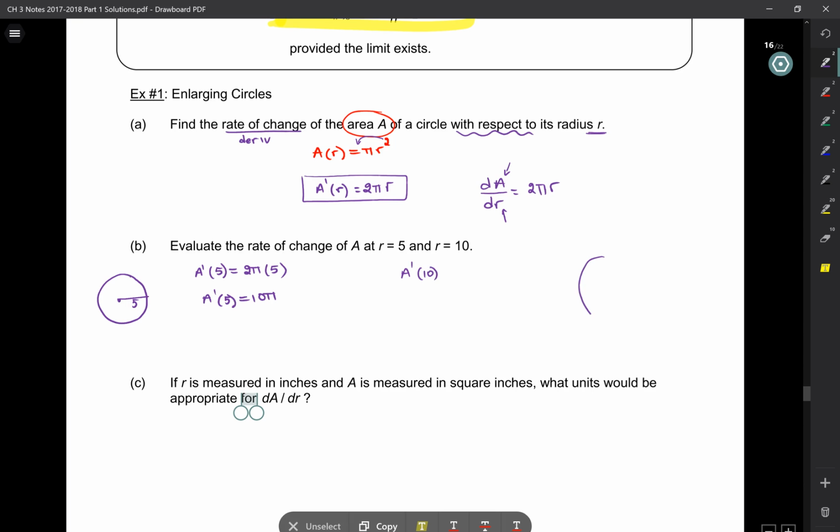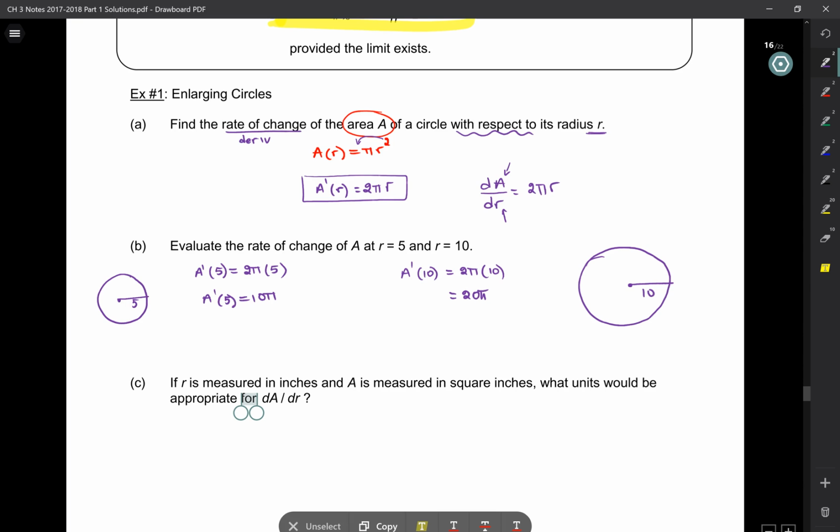Okay, so that means, what does that mean? What does A prime of 10 stand for in this case? The rate of change of? Yeah. The rate, there you go. It's the rate of change of the area when the radius is 10. Okay? So what is that going to be? It's 2 pi times 10, 20 pi.